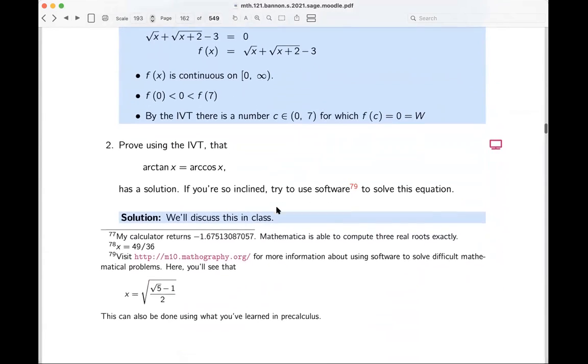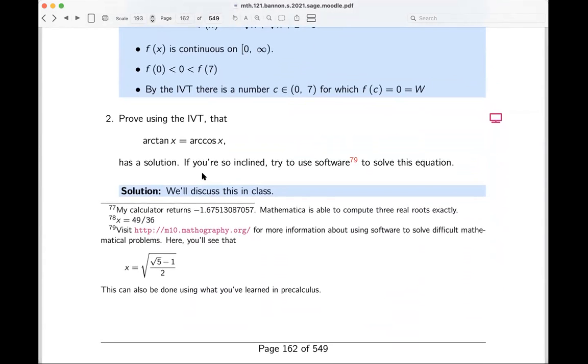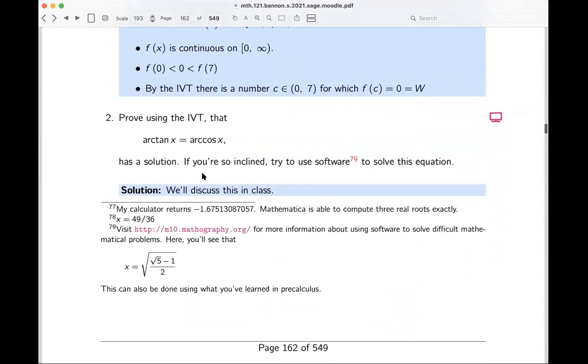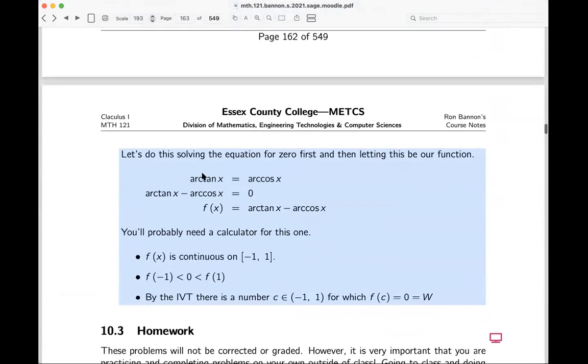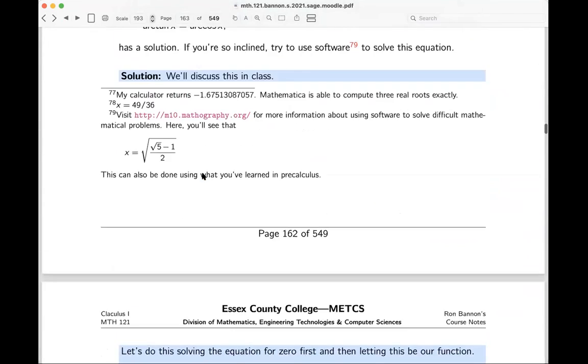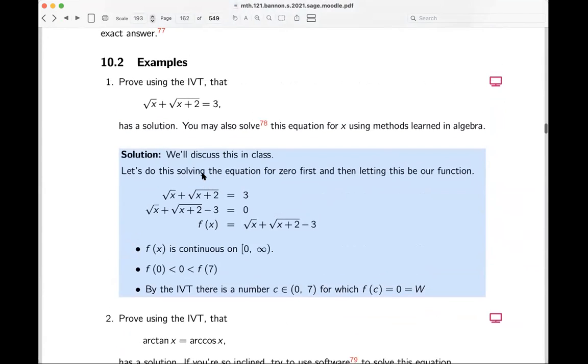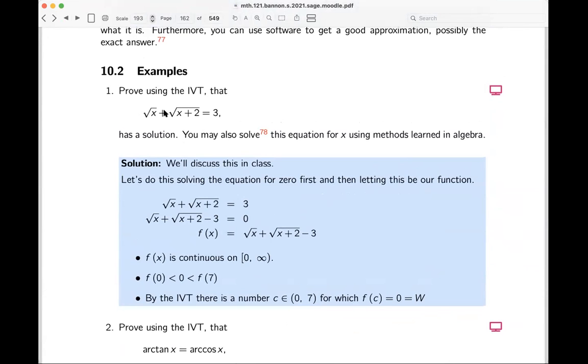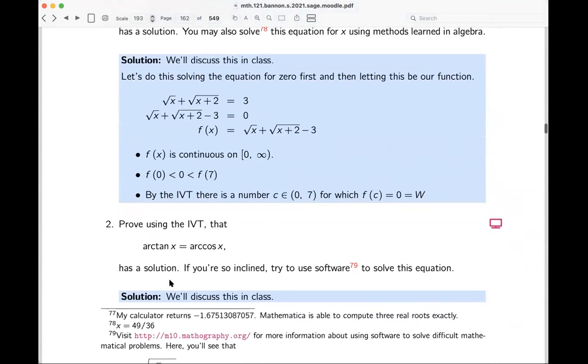All right. The next one, prove using IVT. Again, IVT stands for intermediate value theorem. Again, we will do that in class. There's two problems to do, and they're familiar to me. One is a root problem that you've done in Math 100. The other one is going to be a trigonometric problem that you've done in Math 120. All right. Now, granted, they're not asking me to solve it, but I want to talk about that too.